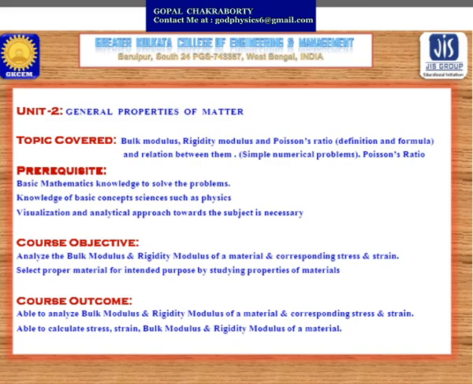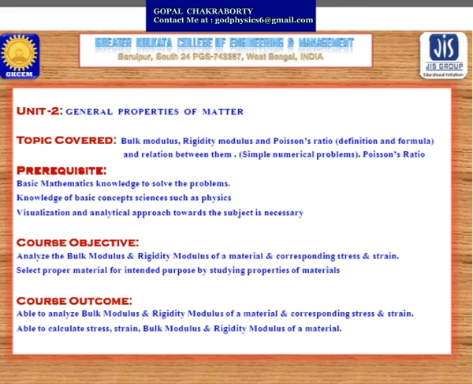Prerequisites for these topics are basic mathematics knowledge to solve the problems and knowledge of basic science concepts such as physics. Visualization and an analytical approach towards the subject are very much necessary.